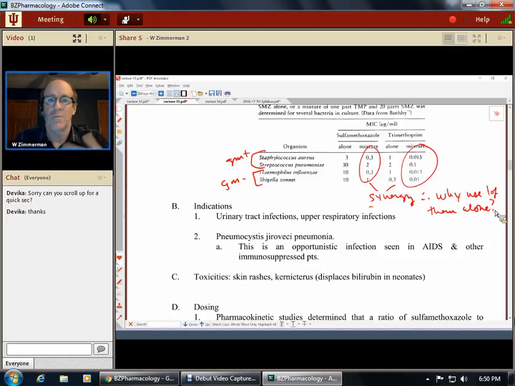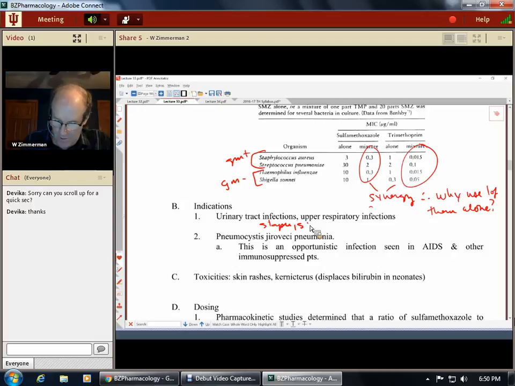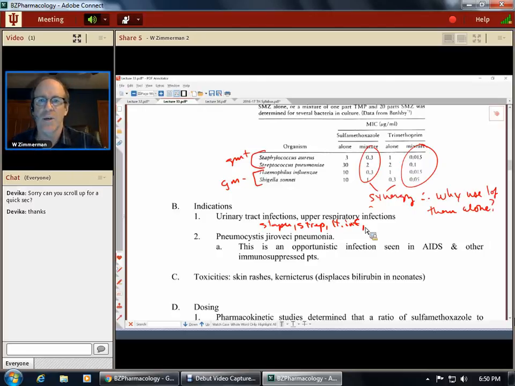So, what do these drugs get used for? Urinary tract infections, upper respiratory infections. They're still very good for it. They're going to get staph. They're going to get strep. They're going to get Haemophilus influenzae. That's a lot of your respiratory pathogens. They also get the Pneumocystis jirovecii pneumonia, which we used to call Pneumocystis carinii. Seen in AIDS.